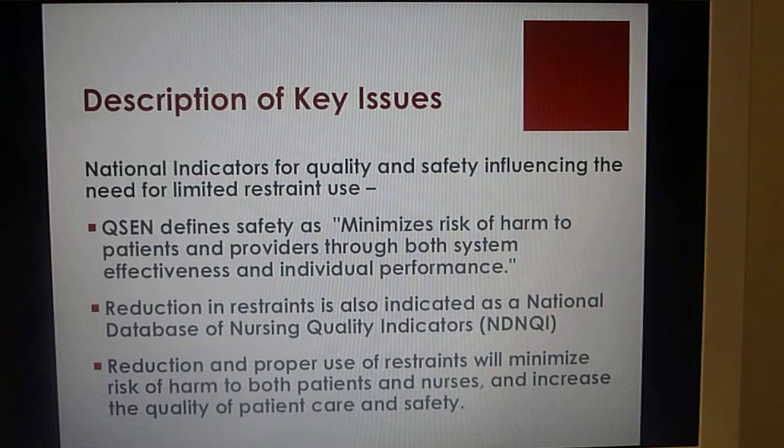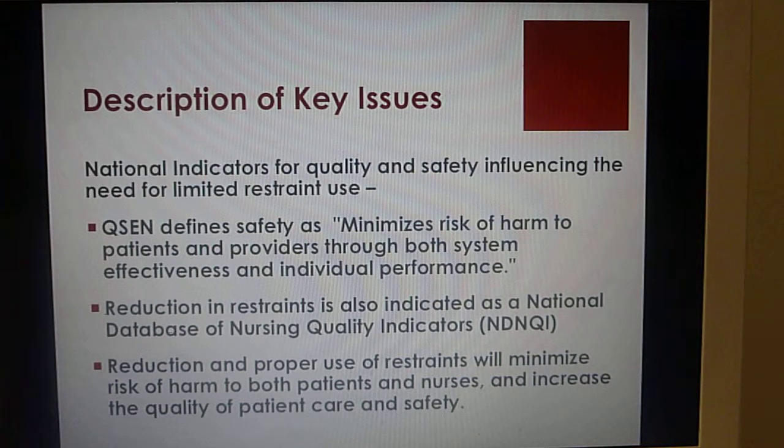So this was defined as a national indicator. CUSIN defines safety as minimizing the risk of harm to patients and providers through both system effectiveness and individual performance. And reduction in restraints is also indicated as a National Database of Nursing Quality Indicators. Essentially, reduction and proper use of restraints will minimize the risk of harm to both patients and nurses and increase the quality of patient care and safety.